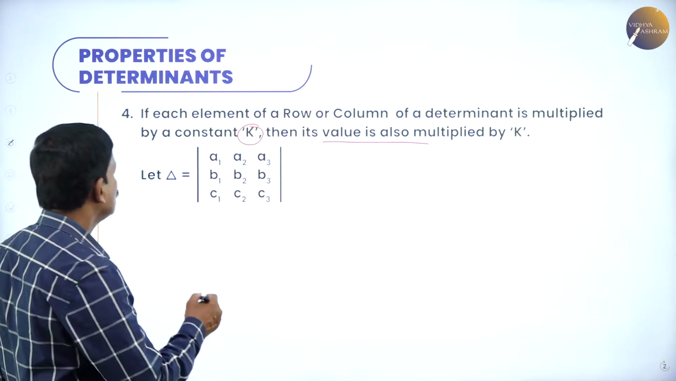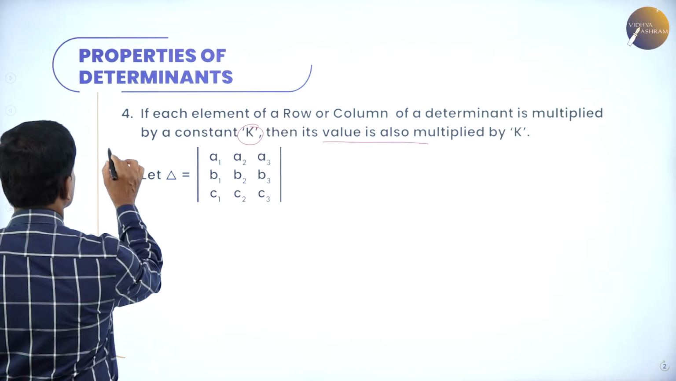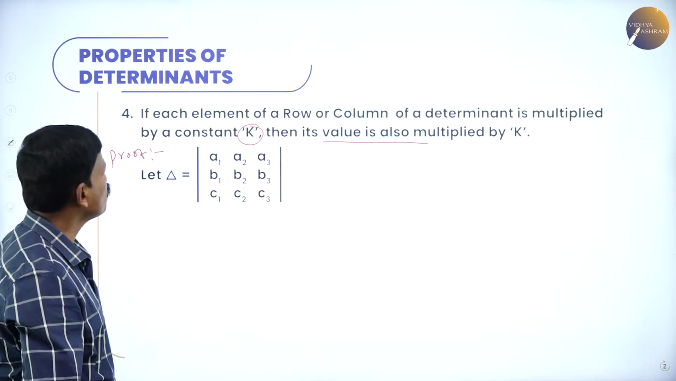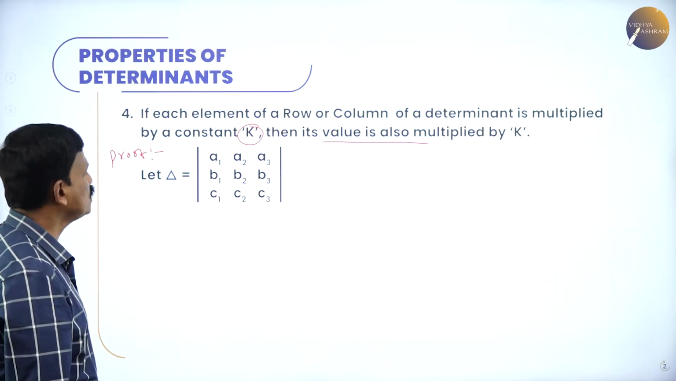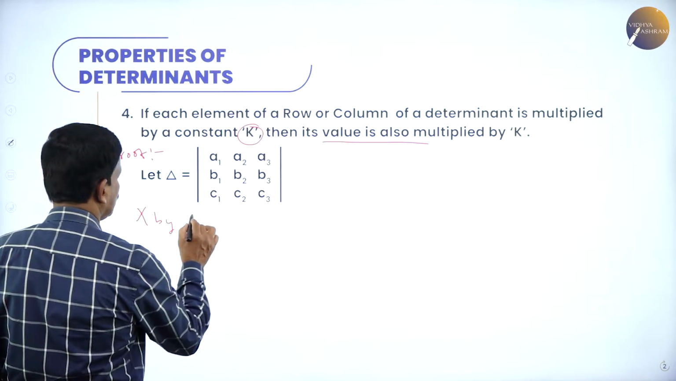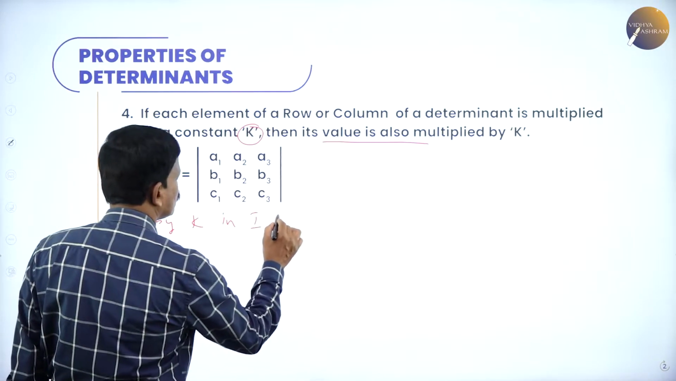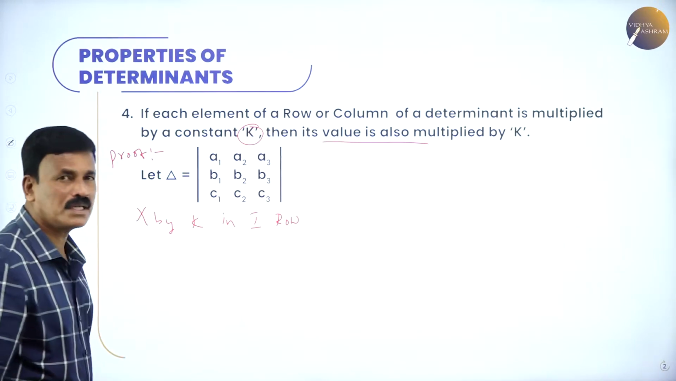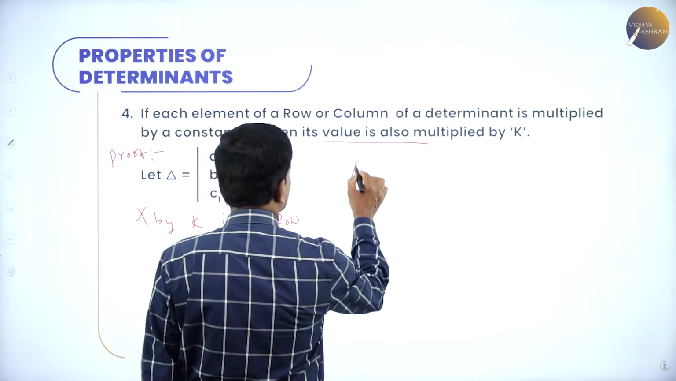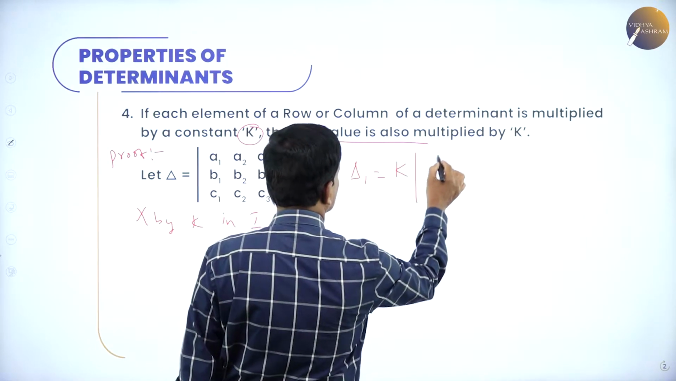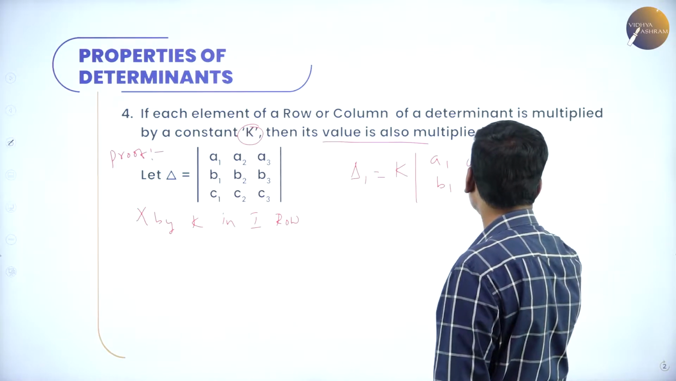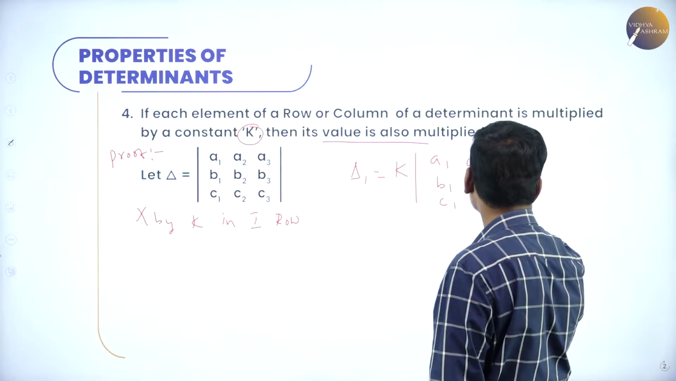Suppose let us consider that delta is equal to a1, a2, a3, b1, b2, b3, c1, c2, c3. Suppose I want to multiply by a constant k in the first row. Then what will you get here? Delta 1 is equal to k into a1, a2, a3, b1, b2, b3, c1, c2, c3.